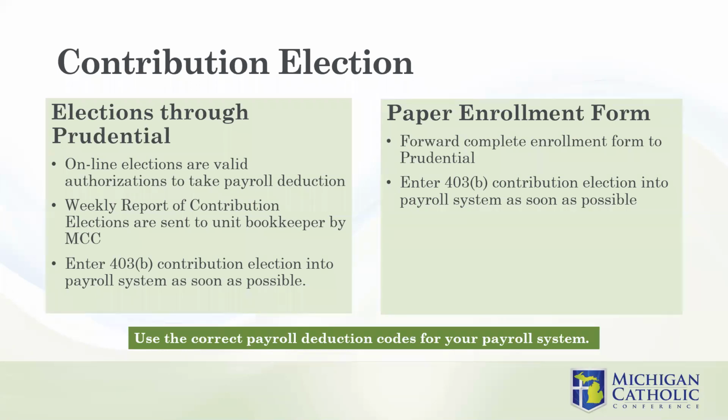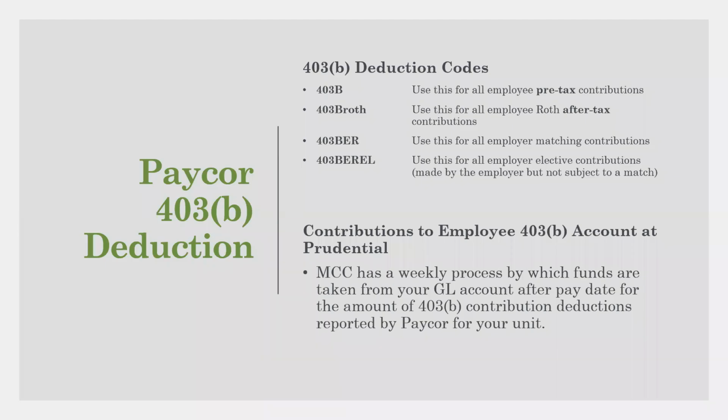But once they fill out that enrollment form, whether through online, by phone, or paper, make sure you put that 403 contribution election into the payroll system as soon as possible. And if they're electing to stop it, make sure you stop it as soon as possible. And make sure you use the correct payroll deduction codes for your payroll system. I'm going to go over Paycor because we have the relationship with Paycor. So for those of you who are Paycor users, these are the set deduction codes that you would use.